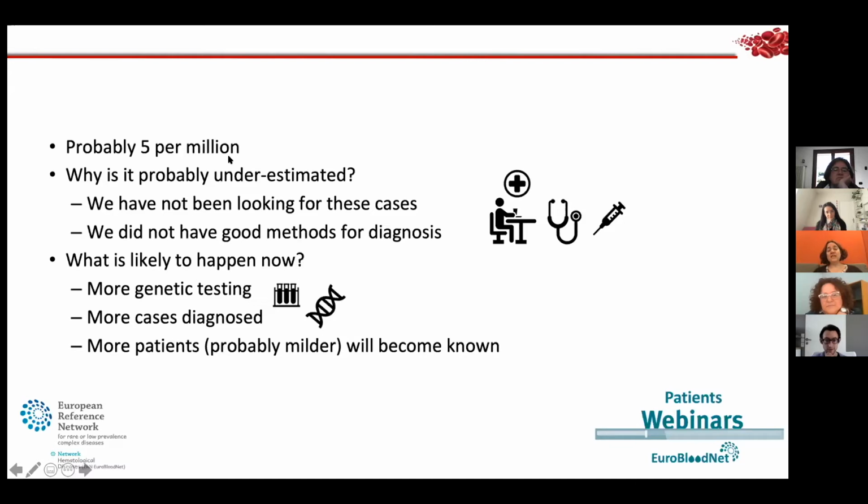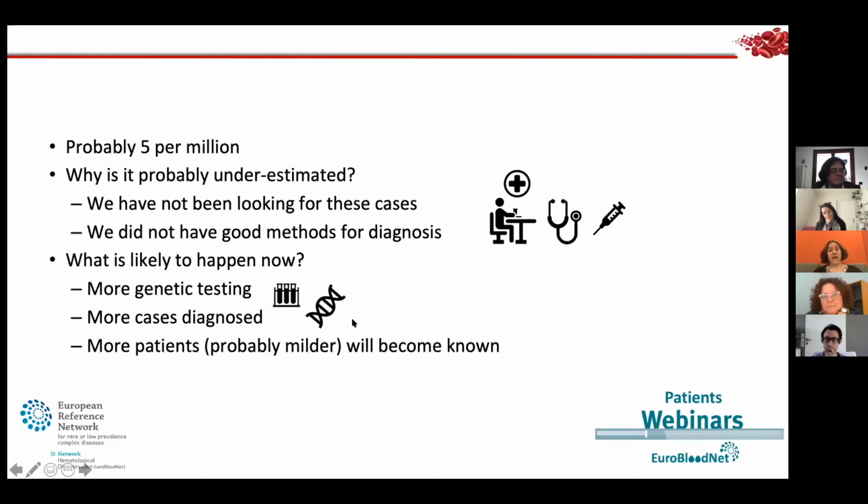But we know that it's probably underestimated. And the reason for that is we've not been looking for these cases. In the past, we used to find these cases when the people had fairly severe anemia, and we would start an investigation. And we didn't have very good methods for diagnosis. But now we're doing more and more genetic testing.